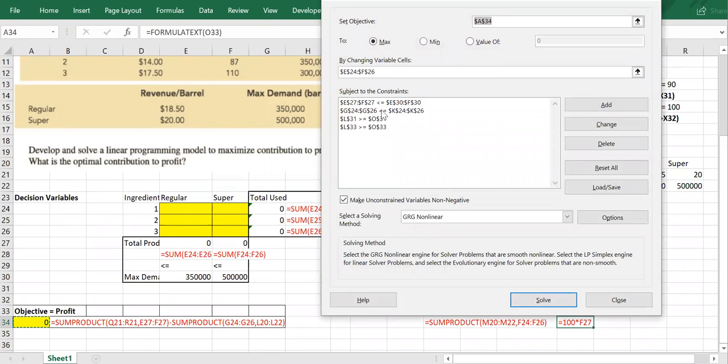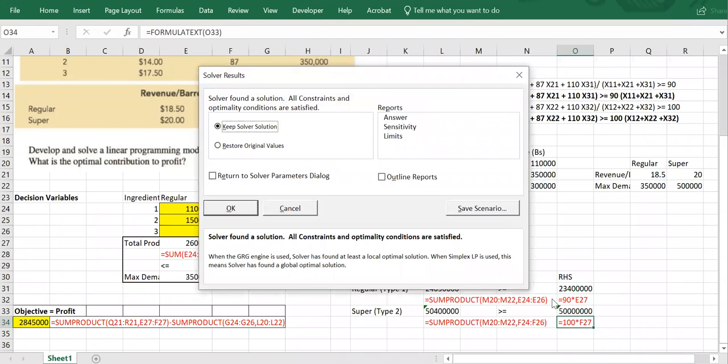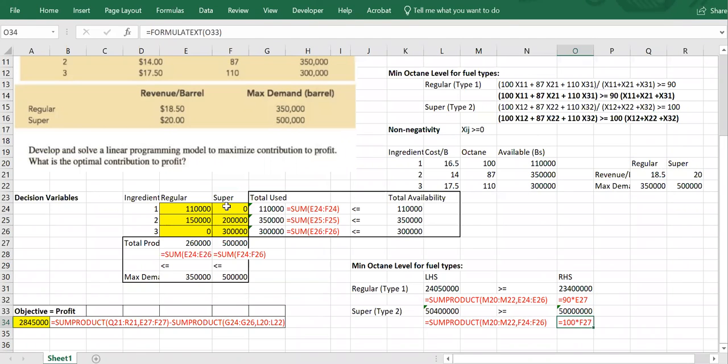All right, so supply, demand, and minimum octane level constraints, 2 of them. Make sure to change the solving method to simplex LP. Make sure that the non-negativity constraint is checked. And all is good, so let's go ahead and solve this. Luckily, Excel found an optimal solution. There is a feasible optimal solution. Let's take a look at it. For now, I don't need the answer and sensitivity reports to answer this question. It just asks for the optimal profit level.